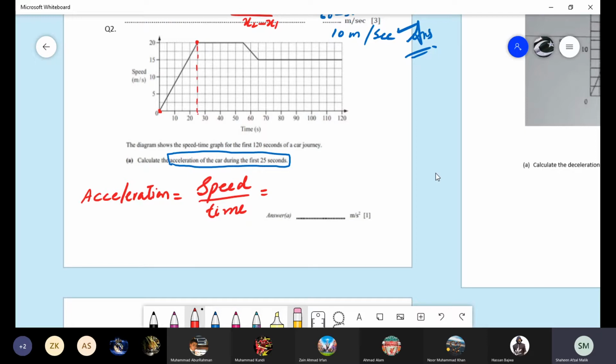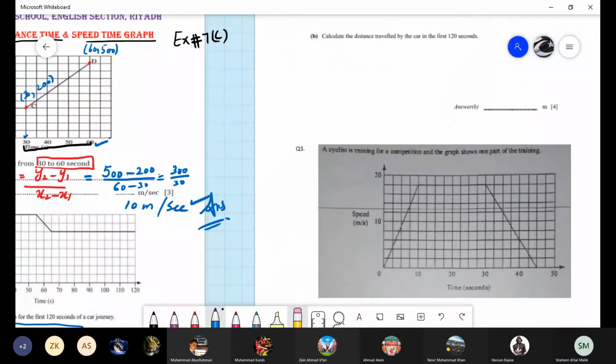Yes, what is the speed here? 20. And what is the time? 25. Calculate and tell me the answer. 0.8. 0.8 meter per second square is the answer of your acceleration. Any problem? Yes, boys, any problem? No, ma'am, no problem.